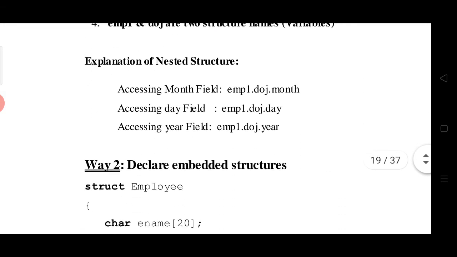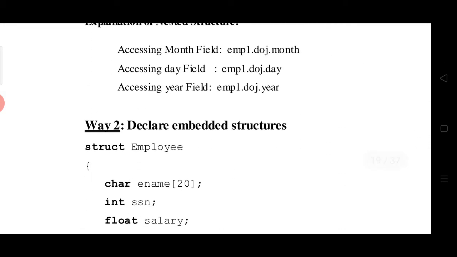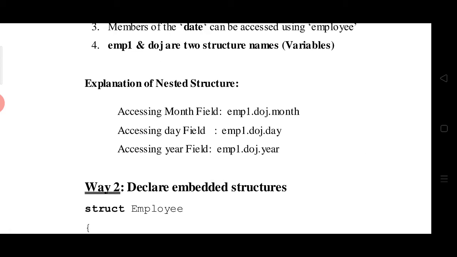Okay, so let us see here. This is how you can declare it the other way too. Just let us see how nested structures can be accessed. The month field can be accessed like this: emp1 dot, because emp1 belongs to employee, that is the main variable. Within emp1 we have doj, so emp1 dot doj dot, and within doj we have month. So month is a member of doj, where doj is a member of emp1.